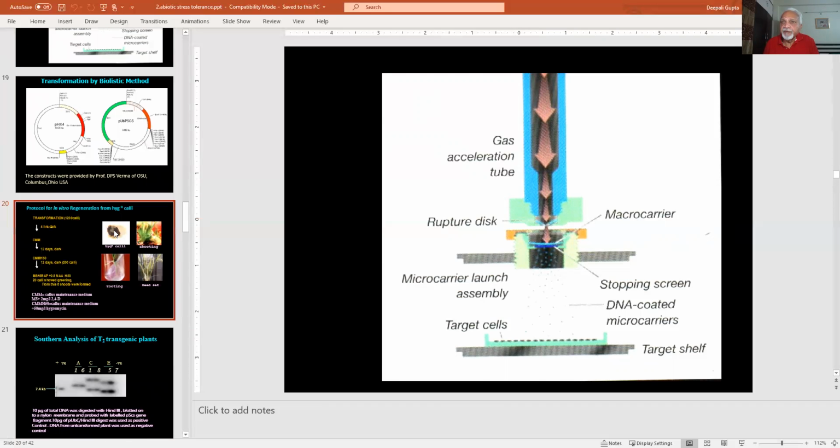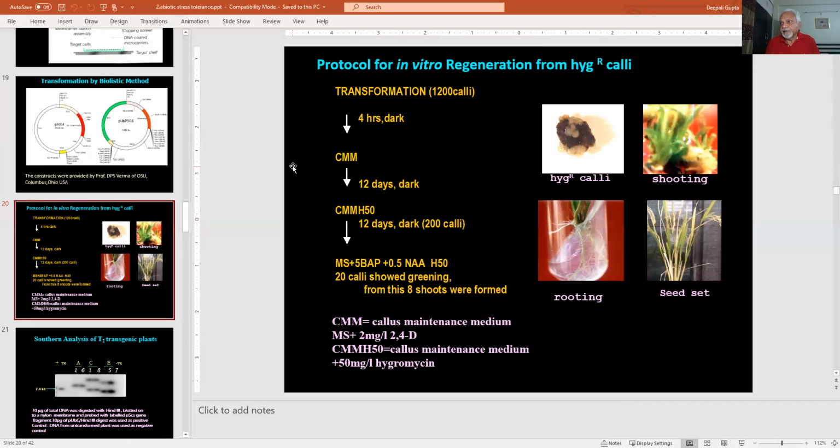So once you have bombarded the particles onto the cells, then you should have this protocol from callus to whole plant, shooting, rooting, and then the plants are taken to greenhouse where they flower and show seed set. So these protocols need to work in your hand to generate.